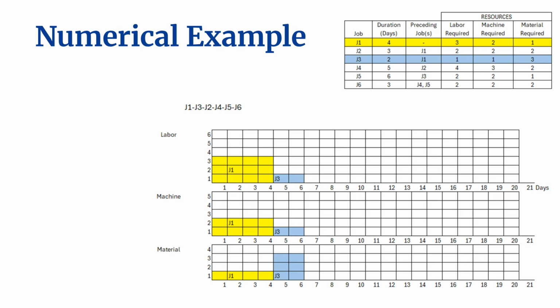Therefore, on all 3 resource profiles, labor, machine, and material, we now allocate J3 starting at time 4 and finishing at time 6. On the labor chart, a bar consuming 1 unit appears from day 5 through day 6. On the machine chart, 1 unit is similarly reserved for the same period. And on the material chart, 3 units are blocked out identically across those 2 days.